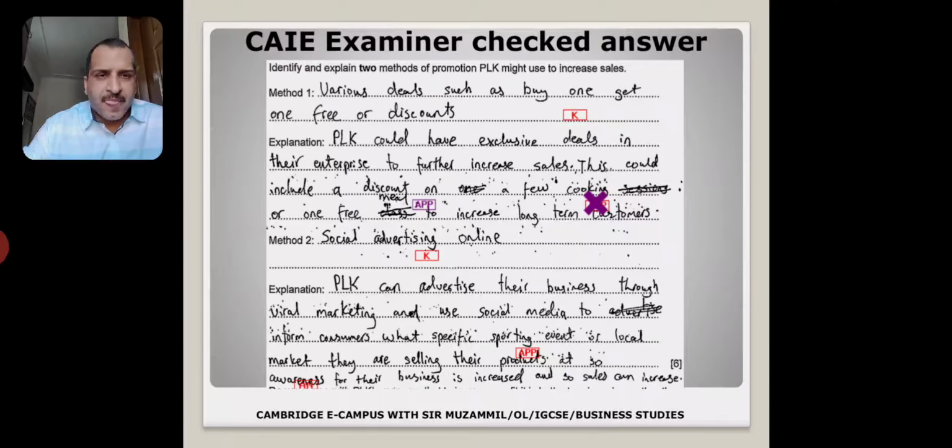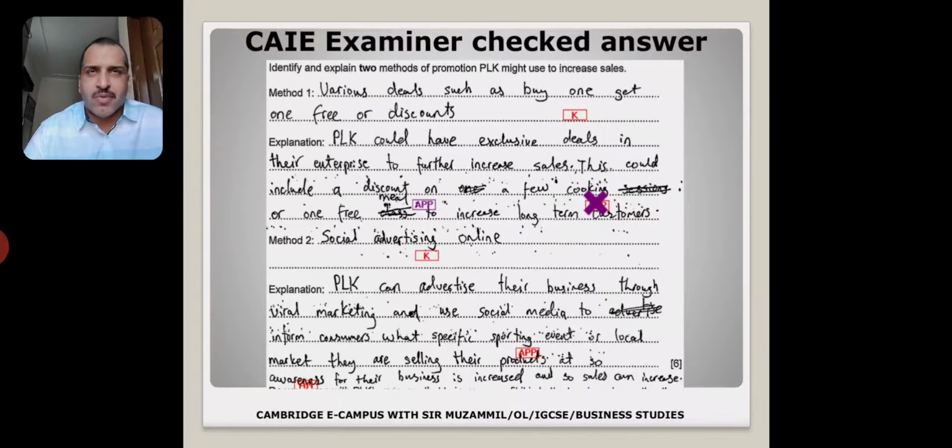Same for the second point, social advertising online. PLK can advertise their business through social or viral marketing and use social media to inform customers about which specific sporting events or local markets they are selling at. So awareness of their business is increased, so you see analysis is given. In the second point he showed analysis, in the first point he did not show analysis. So as per Cambridge, that candidate got 5 marks out of 6.